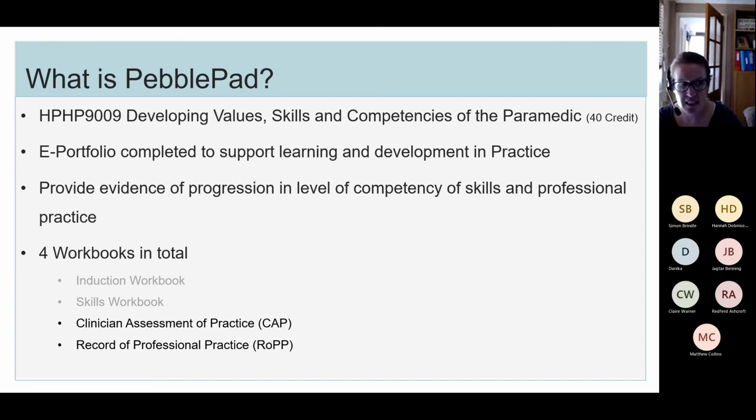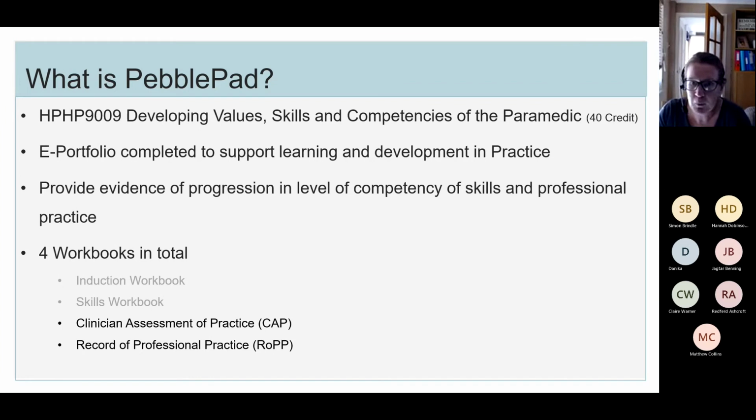As we go through this presentation today, I will show you the different workbooks and what's involved with them. The CAP and the ROP are the 2 workbooks that you as practice-based educators need to be concerned with. The CAP contains all the practice-based competency assessments, and the range of competencies increases each year and relates to the modules they're studying during that year. The students are required to achieve increasing levels of competence throughout the year. We'll go through how those are graded as we work through this session today as well.